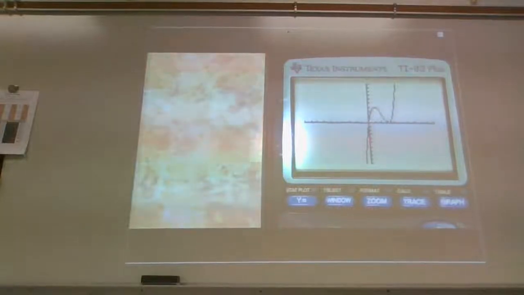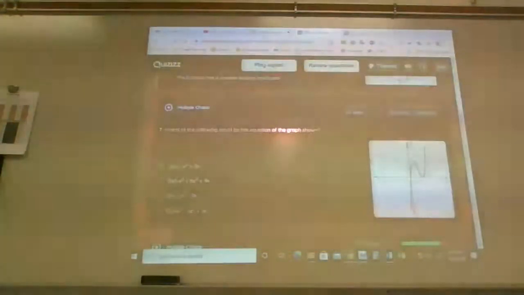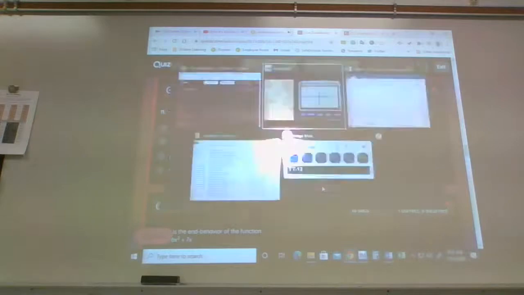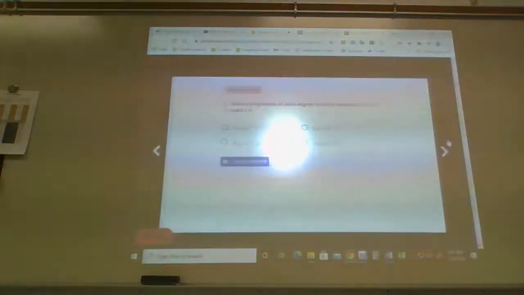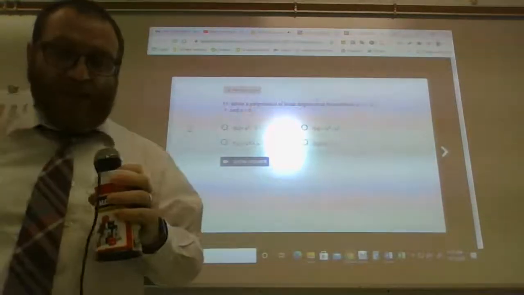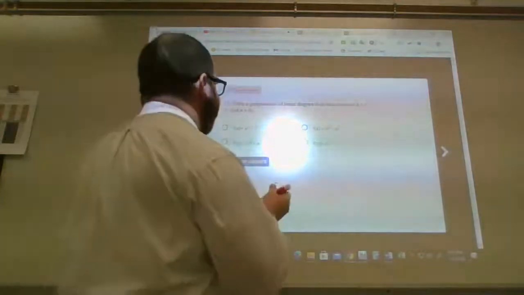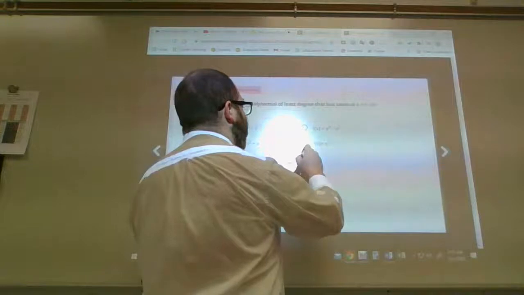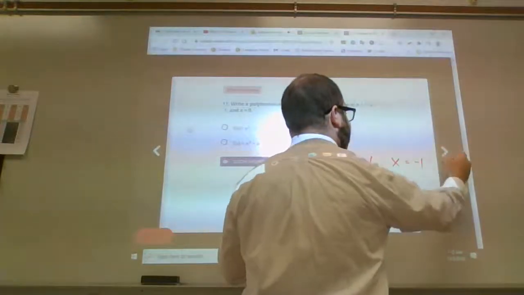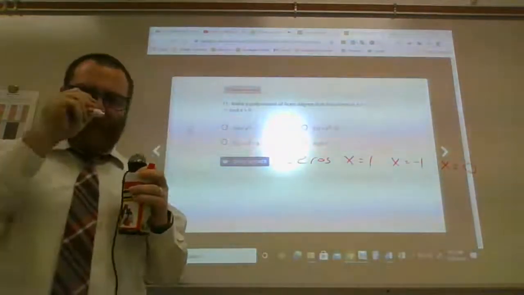Let's take a look at a different problem. Let's take a look at number 11. Excellent. Here, 11. It says to write a polynomial of least degree that has zeros at 1, -1, and 0. Okay, so it has 3 factors. Or I'm sorry, not factors, zeros. The zeros of this particular problem are 1, -1, and 0. There are 3 zeros of this problem.